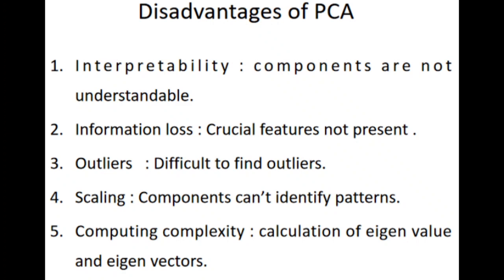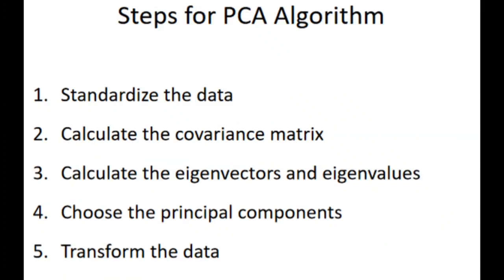The following are the steps for the PCA algorithm. First, standardize the data. PCA requires standardized data, so the first step is to standardize the data to ensure that all variables have a mean of 0 and a standard deviation of 1. Second step is to calculate the covariance matrix of the standardized data. This matrix shows how each variable is related to every other variable in the dataset.